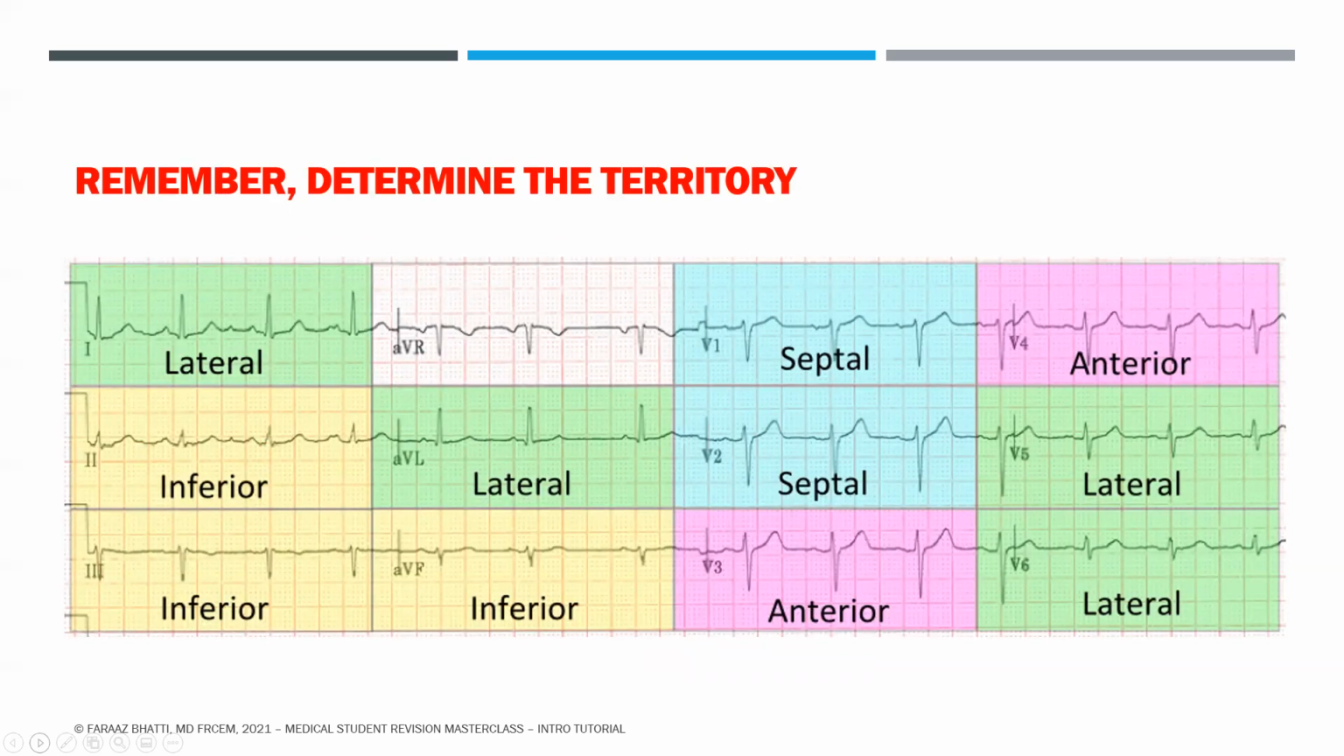Know the territory. So when you look at an ECG and you see ST elevations, what territory do they fit? For example, we just saw an ECG where there's elevations in V1, V2, V3, V4, and some in V5 and V6. And that signifies a significant occlusion of the left coronary artery. If you had elevations in 2, 3, and AVF, you'd be thinking of an inferior STEMI.